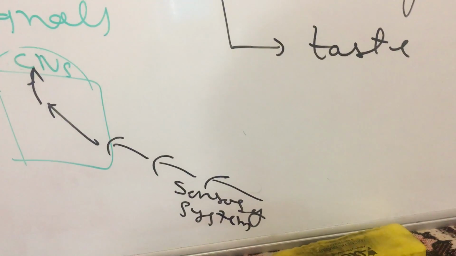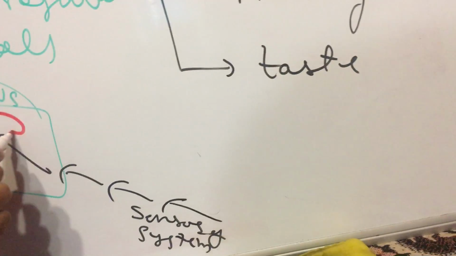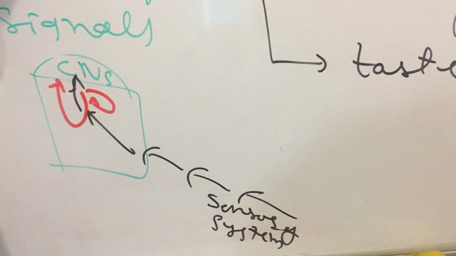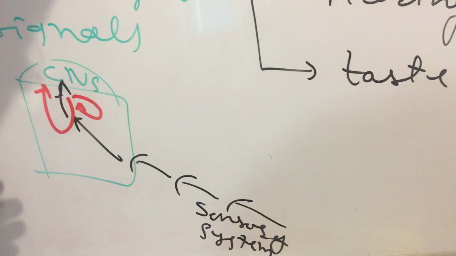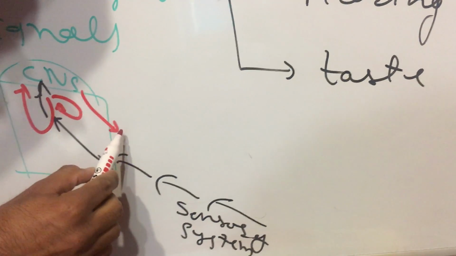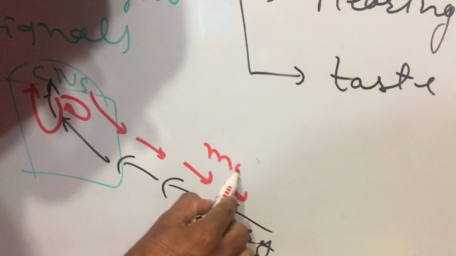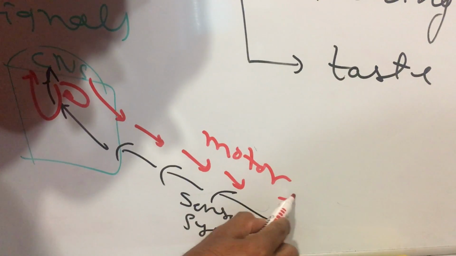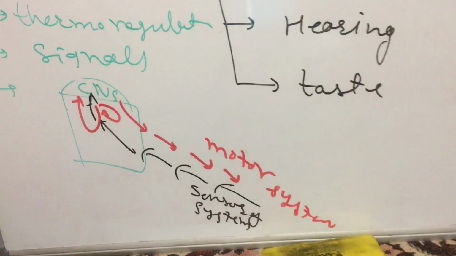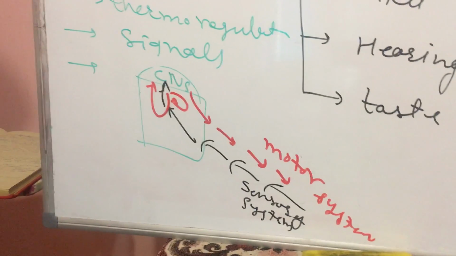And the body also gives information to the CNS. And third, it gives the motor response to the body or to the environment, which is called the motor system or response. That is the motor system of the response. This is the basic function of the CNS.